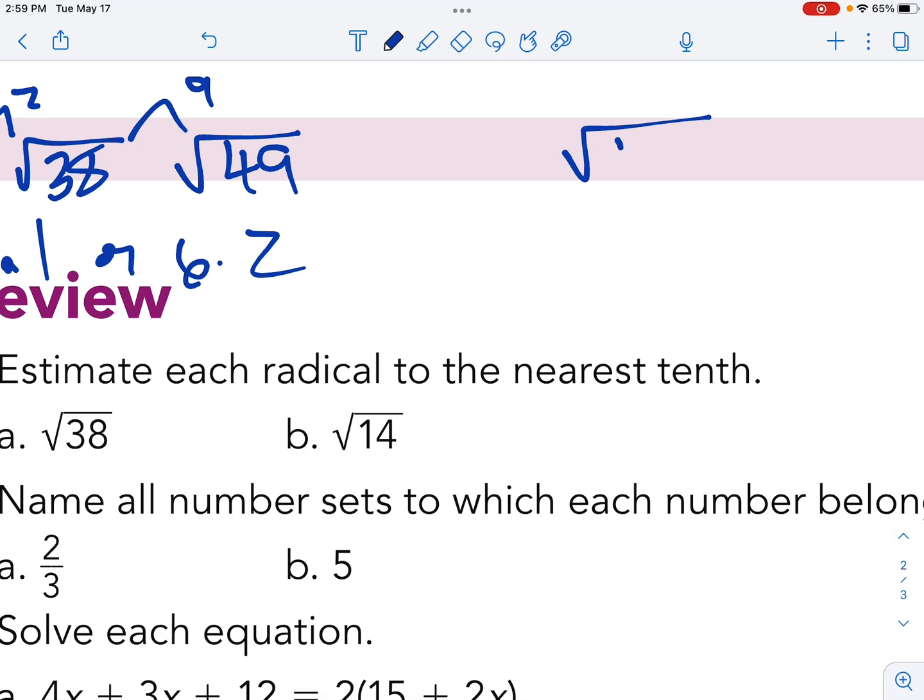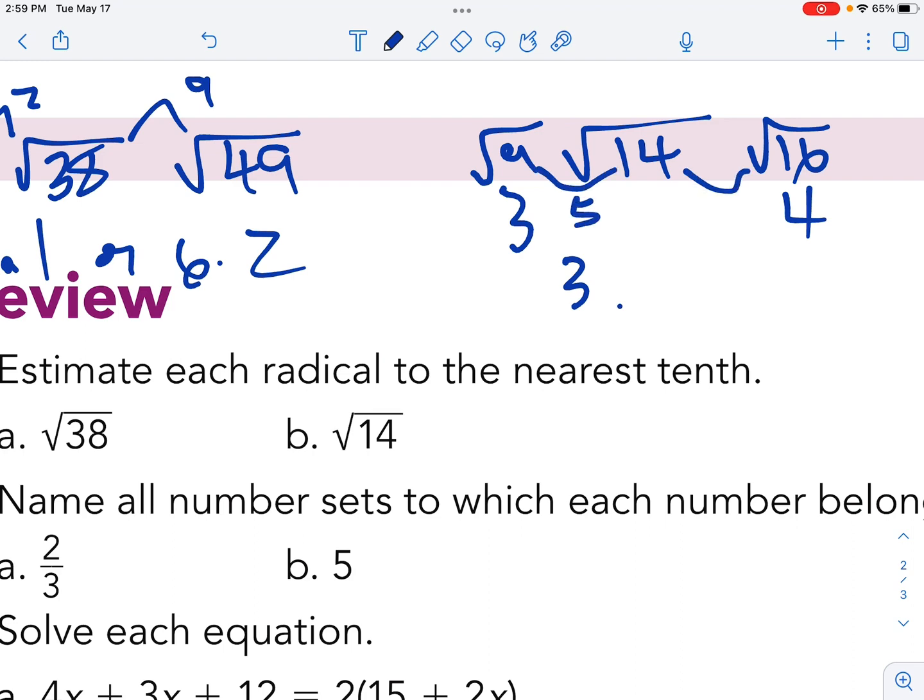The square root of 14 is between the square root of 9 and the square root of 16. This is 3, this is 4, so it's going to be 3 point something. Right here is 5 away, right here is 2 away, so it's closer to the 4. So I'm going to say about 3.8-ish.